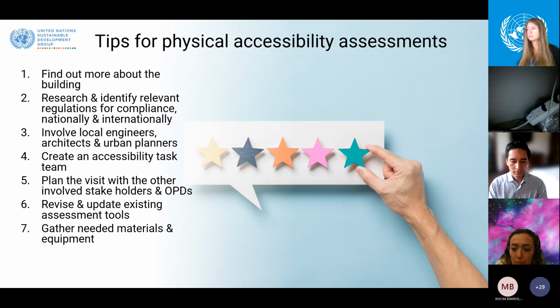The sixth factor is to revise and update existing assessment tools. If you used to rely on an assessment tool from an entity or an agency, be sure that there is no updated version of the same tool. You have to gather any needed materials or equipment in order to do your assessment and to start your implementation. So those are some tips for conducting a physical accessibility assessment.